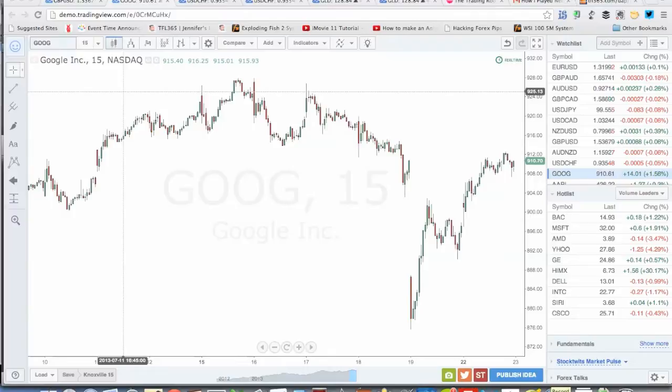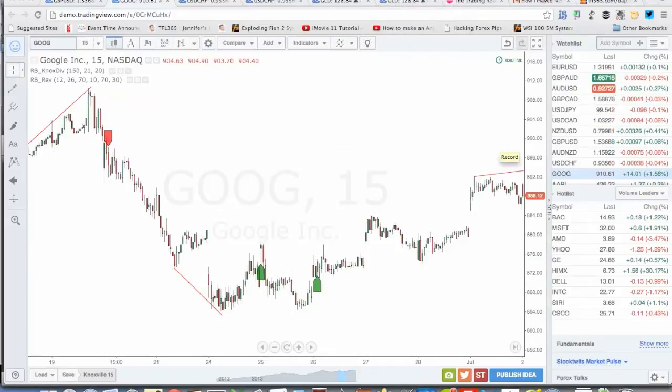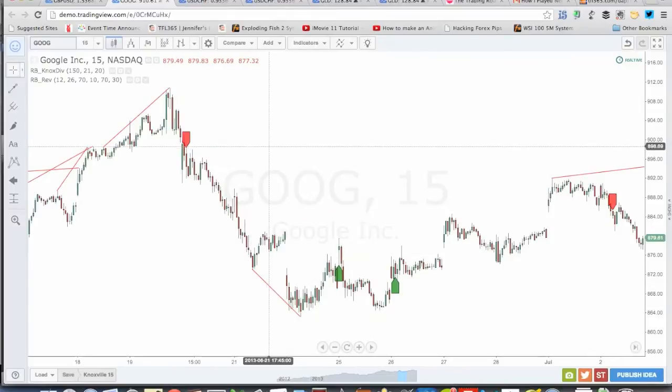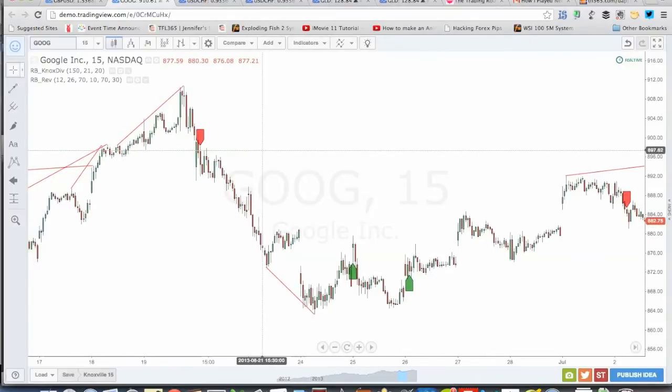You know what we should do? We should just cut right to it. Let's jump on over to the charts and let's take a look at how this whole thing works. All right, so the first thing that we do, let's make the chart a little bit bigger, and we're looking at Google on the 15-minute chart. Goog, maybe that's how you roll, and that's what you like.